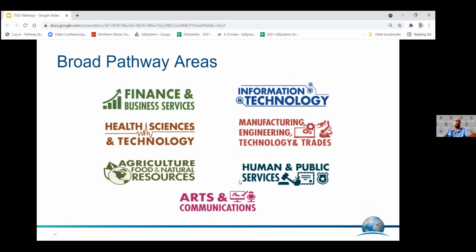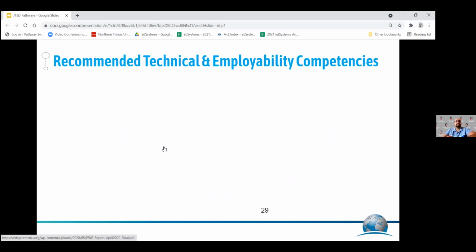The state has defined 7 broad pathway areas, and many of your job training programs will likely fit within those 7 industry sectors. So for example, human and public services also includes education, criminal justice, right? Health science is going to be very broad. That's going to include medical assistants, farm technicians, things of that nature. So there are subcategories within these.